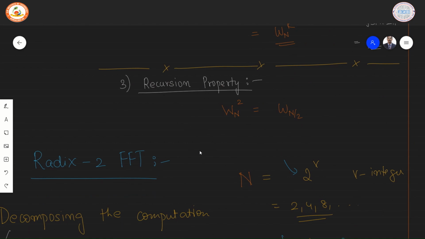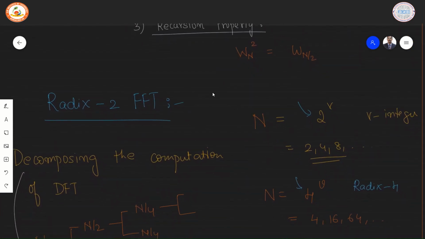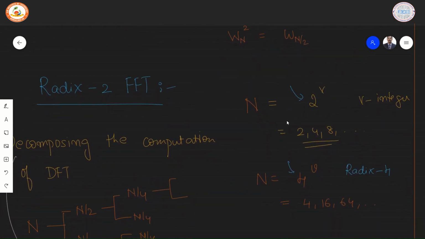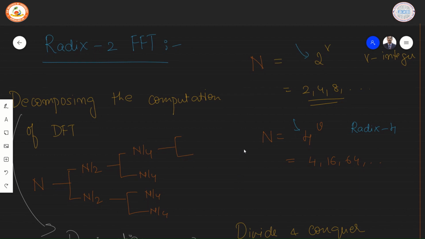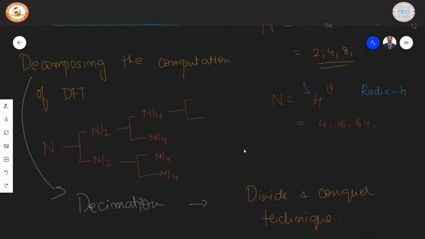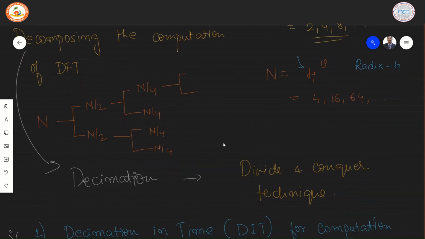We have already discussed the radix 2 method. Under radix 2, N always happens to be a power of 2. If it is radix 4, it is going to be a power of 4. We have learned how decomposition can happen for the DFT, and this method of decimating is something like a divide and conquer technique.